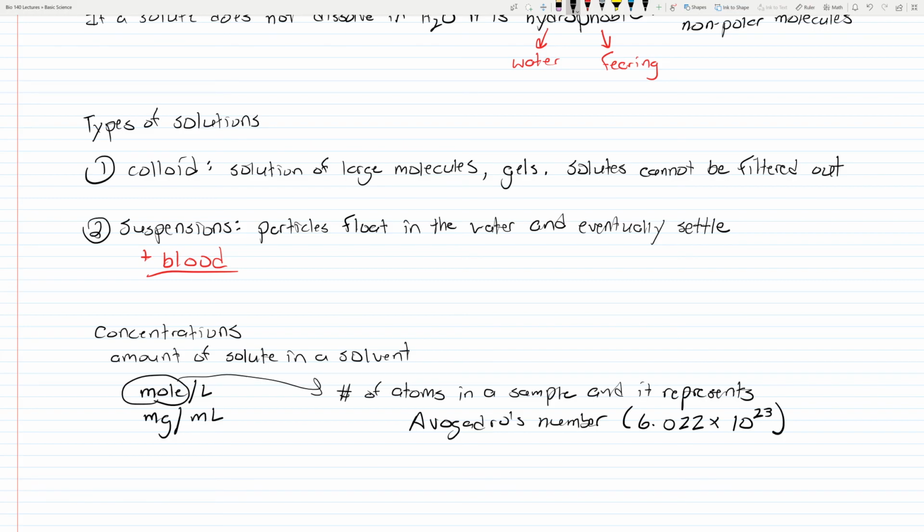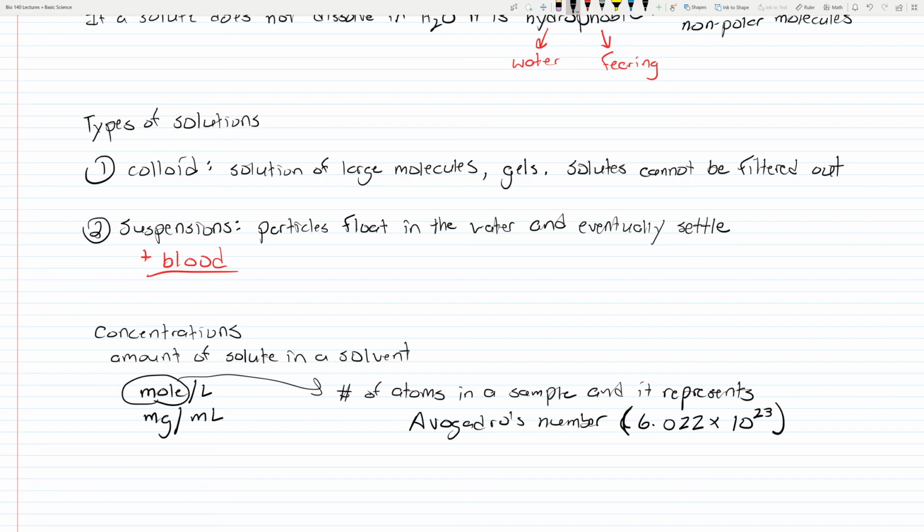So when you have one single mole of an item, let's say we have 1 mole of sodium chloride, NaCl, that means I have 6.022 times 10 to the 23rd NaCls in that sample. That means I have 6.022 times 10 to the 23rd sodiums, and then I have 6.022 times 10 to the 23rd chlorides in that.